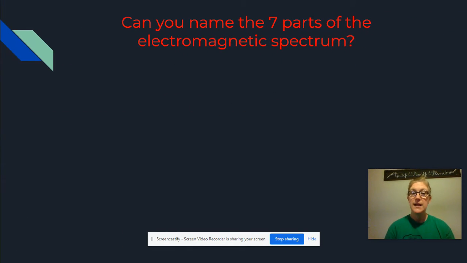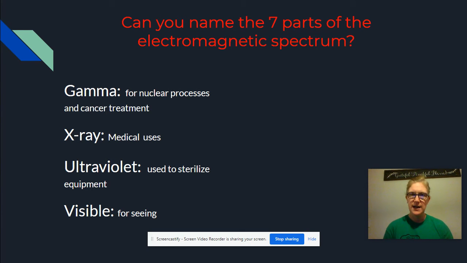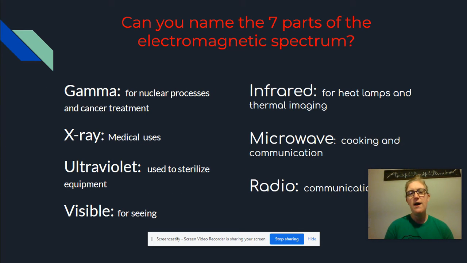All right. Can you name the 7 parts of the spectrum? The way that I remember this is GAX, UVimmer. So you have gamma radiation, X-ray, ultraviolet, visible light. And then you have the immer part: infrared, microwave, and radio.